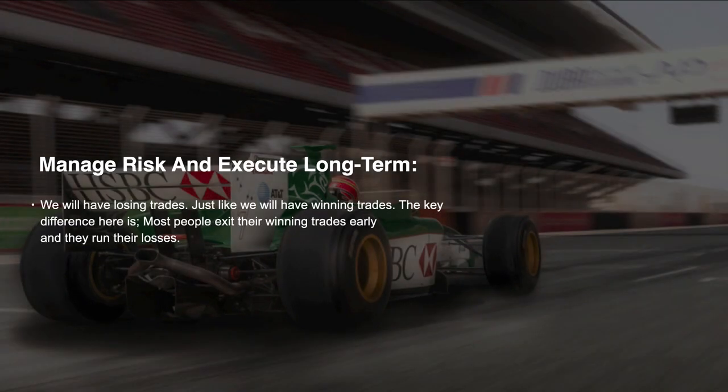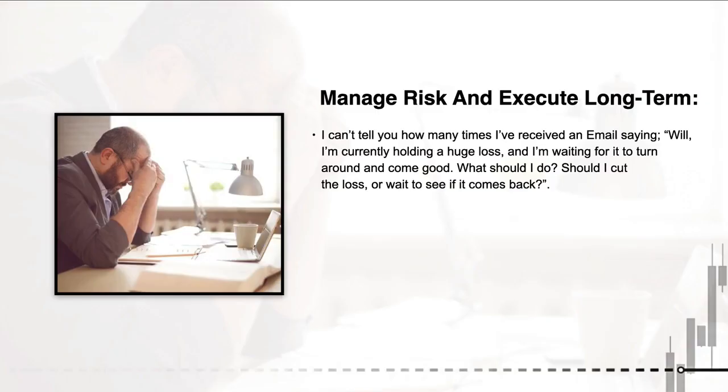See, we will have losing trades, just like we will have winning trades. The key difference here is most people exit their winning trades early and they run their losses. I can't tell you how many times I've received an email saying, Will, I'm currently holding a huge loss and I'm waiting for it to turn around and come good. What should I do? Should I cut the loss or wait to see if it comes back?